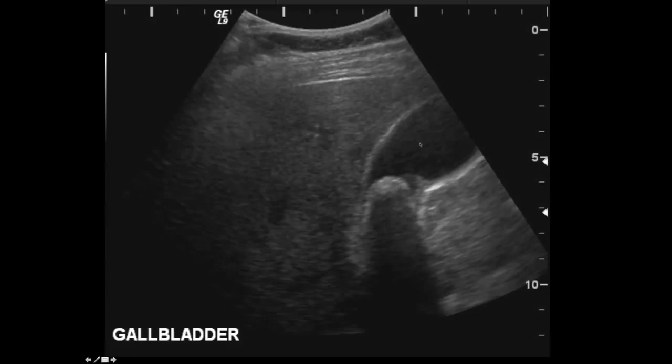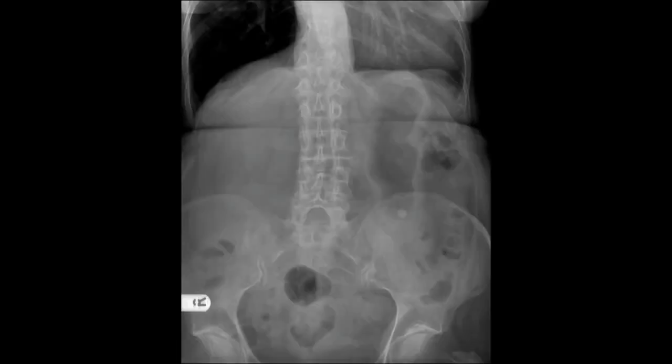And if you look at this fluid, it enhances the flow of sound waves through it, so you get brightness behind it. And that's called acoustic enhancement. So shadowing and enhancement. And that's how you differentiate cystic and solid structures or calcific densities. Very, very interesting. So gallbladder, and that's the calculus. Stone. Very good.